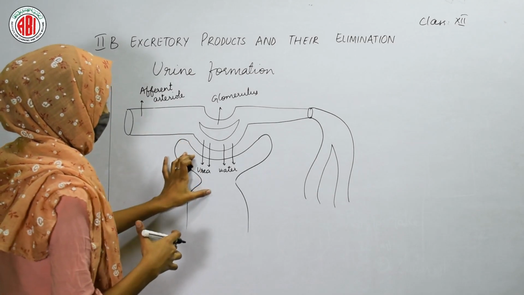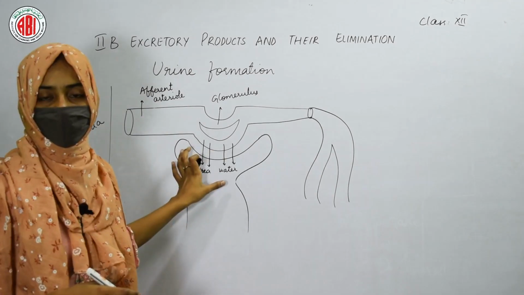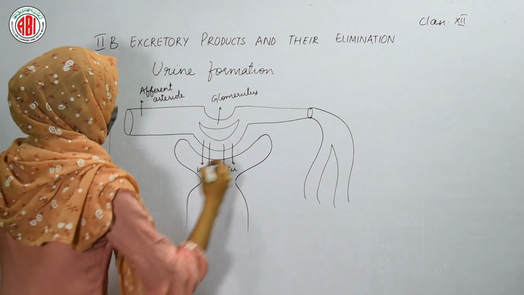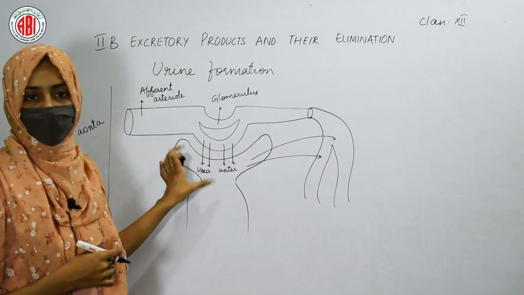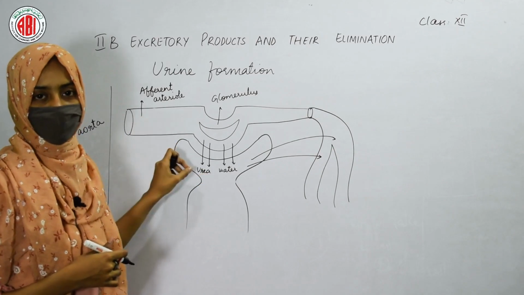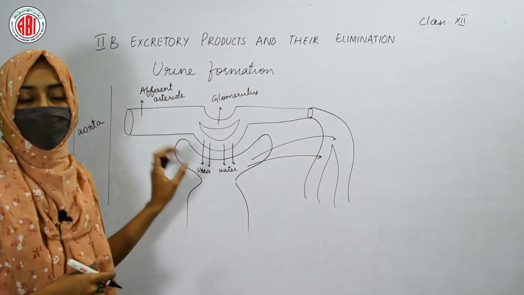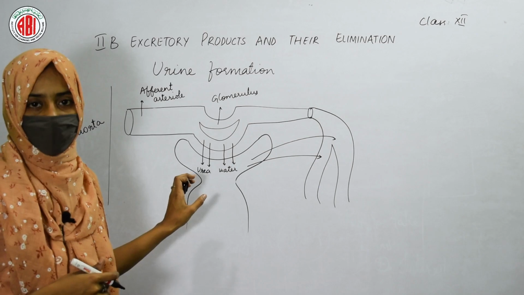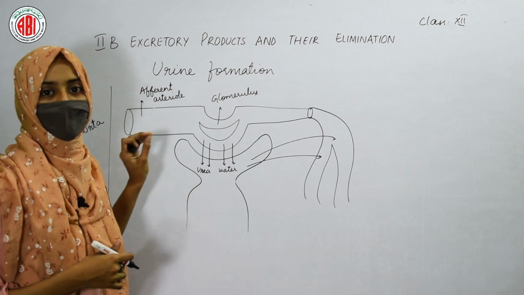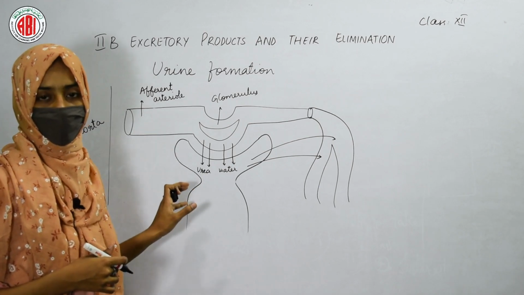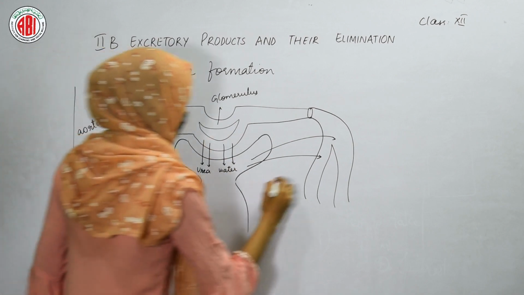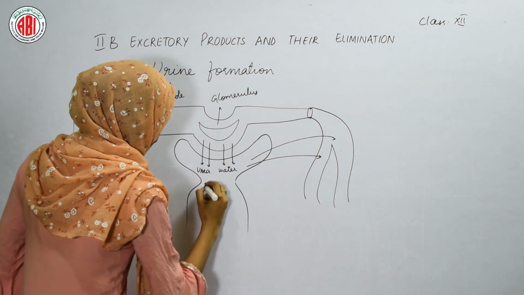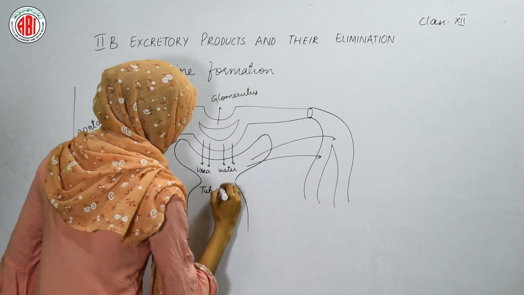Once it is filtered, the filtrate present in the Bowman's capsule is reabsorbed by the blood, because the filtrate we get in the Bowman's capsule not only contains excretory products, but it also has some useful products like glucose. So, it needs to be absorbed back by the blood. That process happens, and we call this process tubular reabsorption.